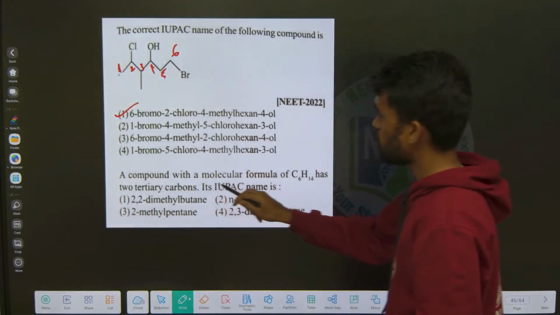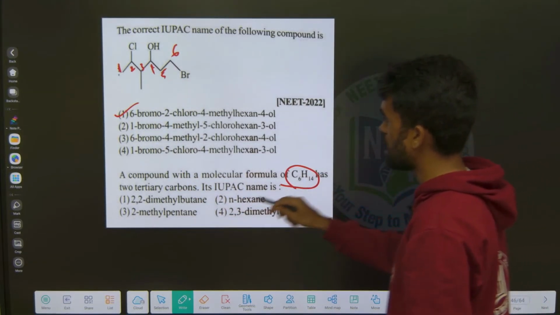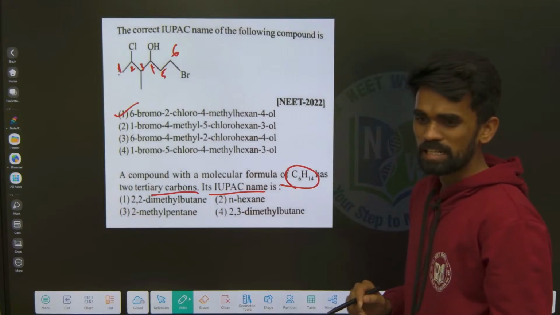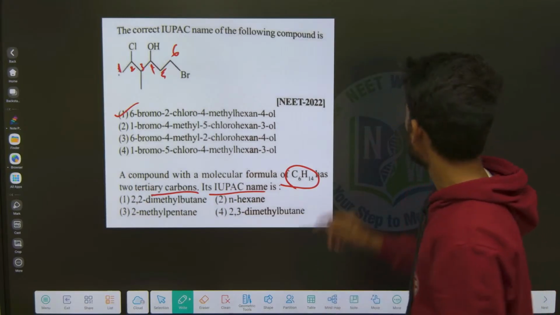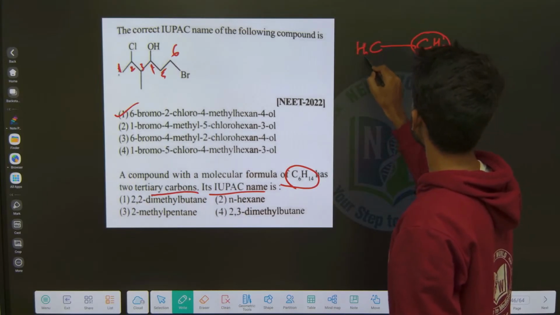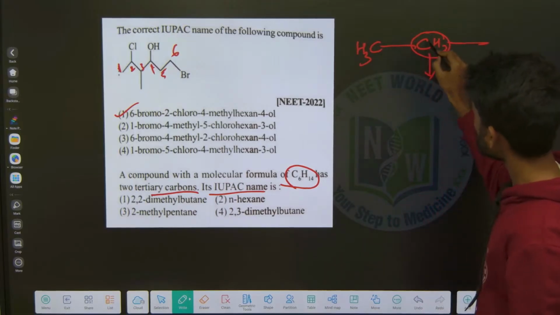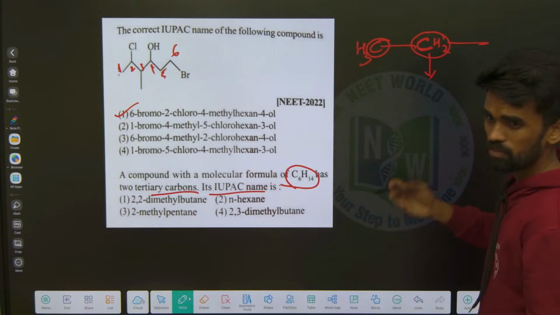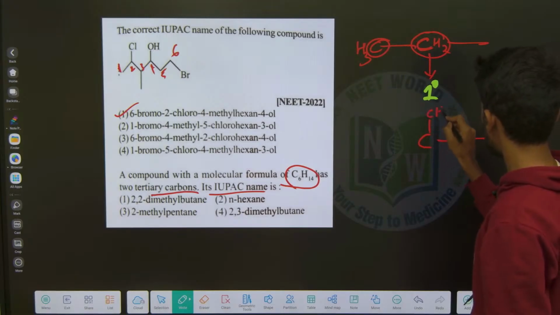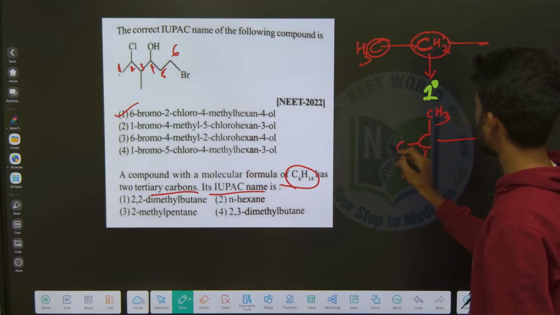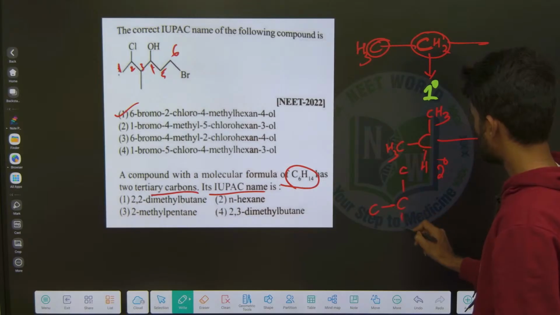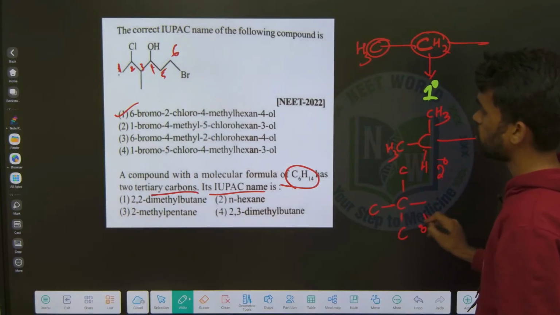Next, a compound with molecular formula C6H14 has 2 tertiary carbons. What is its IUPAC name? So what do we mean by primary, secondary, tertiary carbons? If this is a carbon having one methyl group, to this carbon how many carbons are directly attached? 1. So primary. If 2 carbons are attached, secondary. If 3 carbons are attached, tertiary. So now they are saying tertiary.